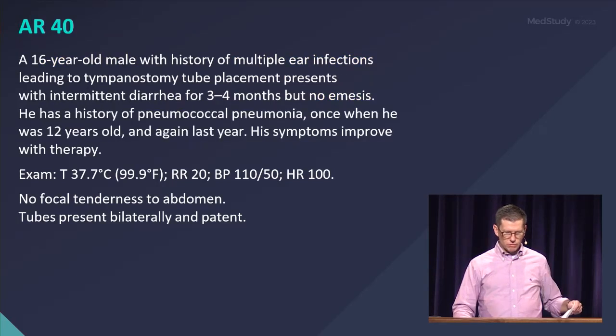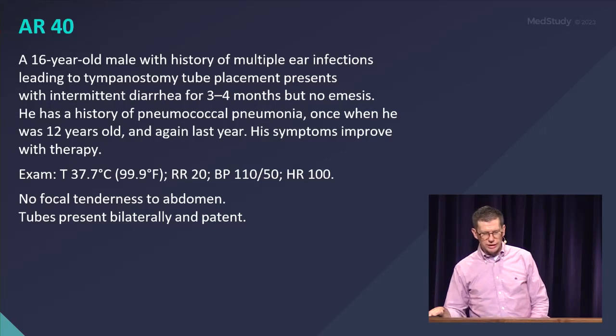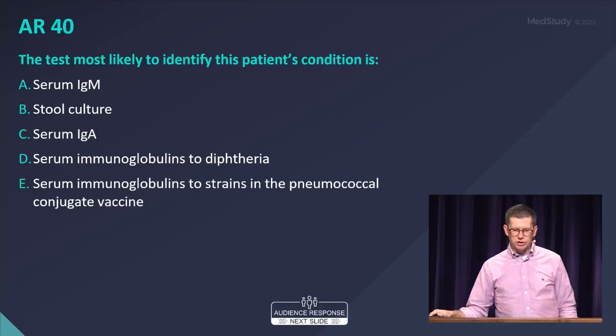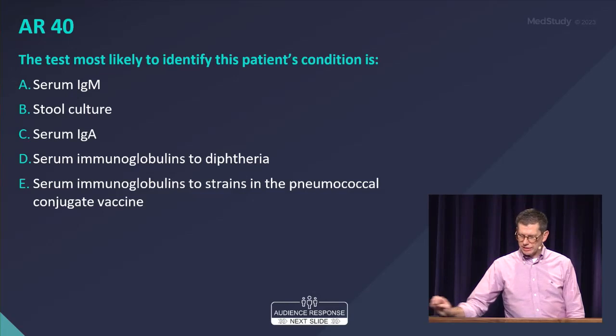Okay, so question 40. A 16-year-old male with a history of multiple ear infections leading to tympanostomy tube placement presents with intermittent diarrhea for 3 to 4 months, but no emesis. Has a history of pneumococcal pneumonia once when he was 12 years old, and again last year. His symptoms improve with therapy. His exam shows a temperature of 99.9, respirations 20, blood pressure 110/50, and a heart rate of 100. There is no focal tenderness to his abdomen, and tubes are present bilaterally and patent. The test most likely to identify this patient's condition is A, a serum IgM, B, a stool culture, C, serum IgA, D, serum immunoglobulins to diphtheria, or E, serum immunoglobulins to strains in the pneumococcal conjugate vaccine.